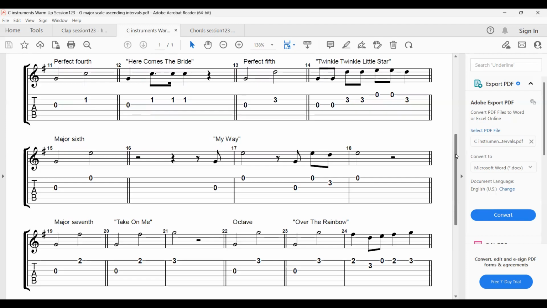And our recognisable tune for that is Here Comes the Bride. Nice easy one. So let's play that. Next line, next bar. 1, 2, 3, 4. So every time you hear Here Comes the Bride, every time you go to a wedding, you'll say, oh, that's a perfect fourth. And someone will say, shut up. Okay.